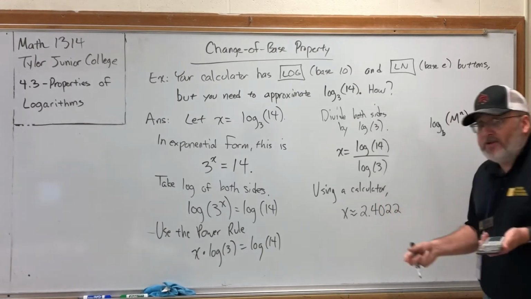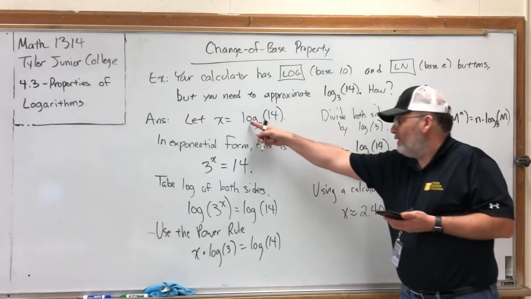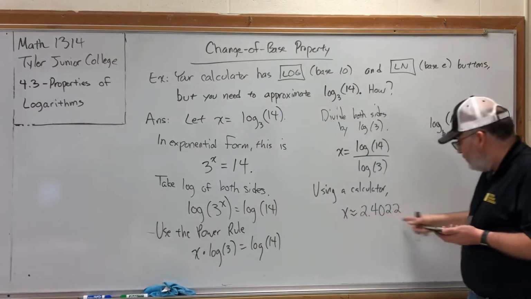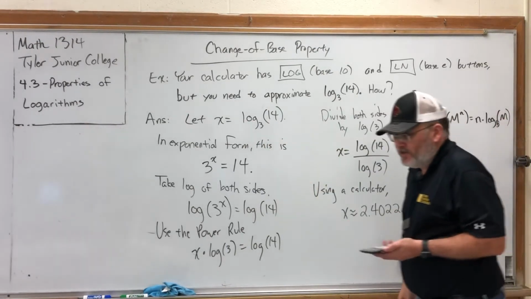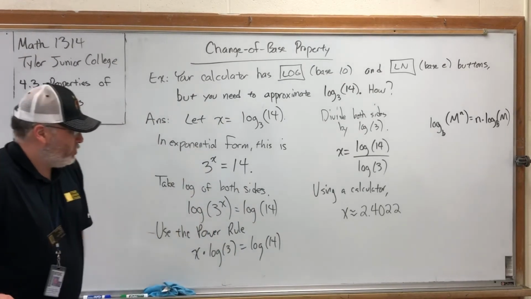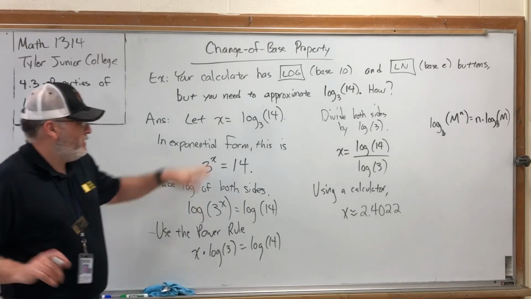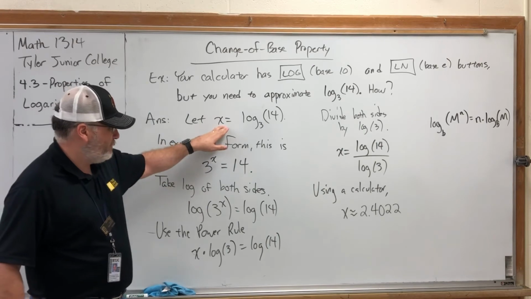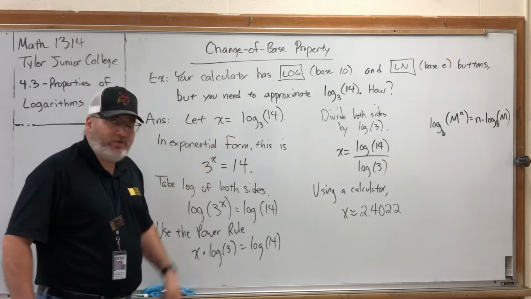Now, if you have a calculator that will allow you to type in log base 3 of 14, you should get the same answer to 4 decimal places. How do we know that's the correct answer? Well, because we know what the answer to this log is supposed to do. It's supposed to be the power that turns 3 into 14.